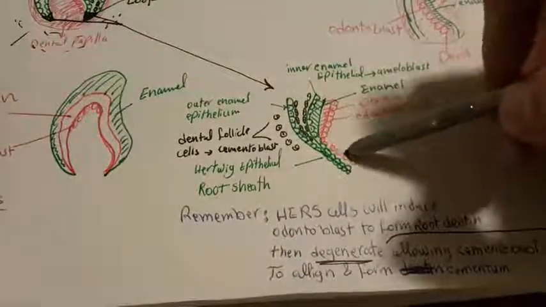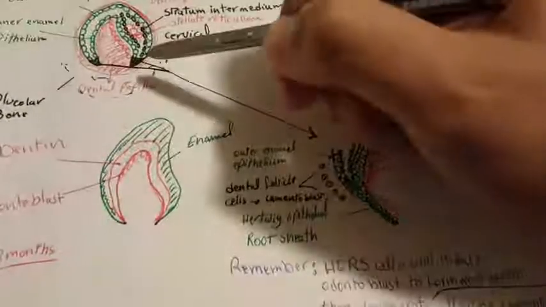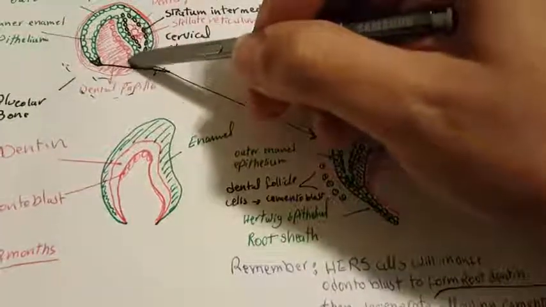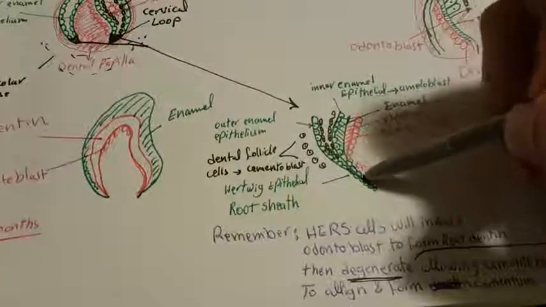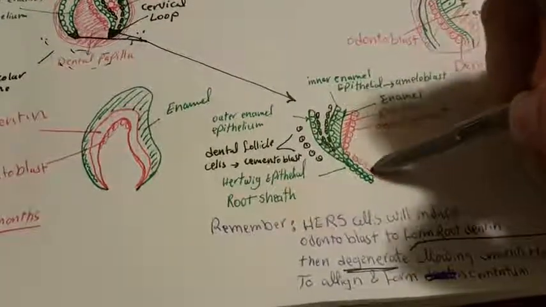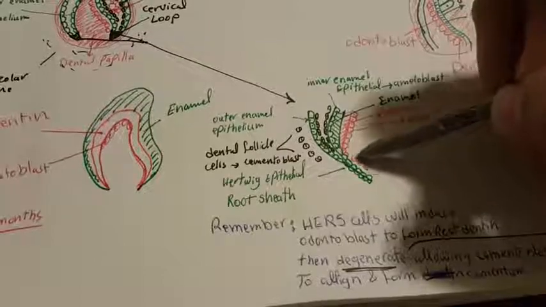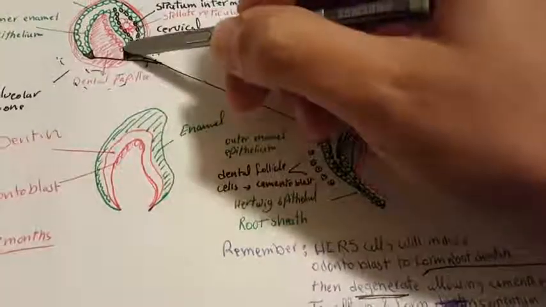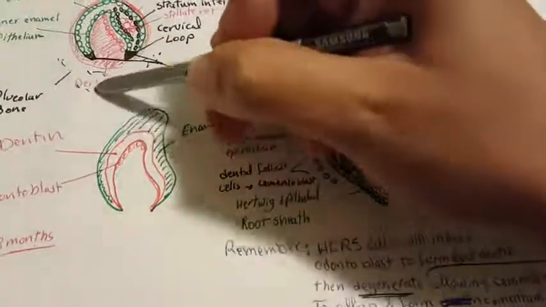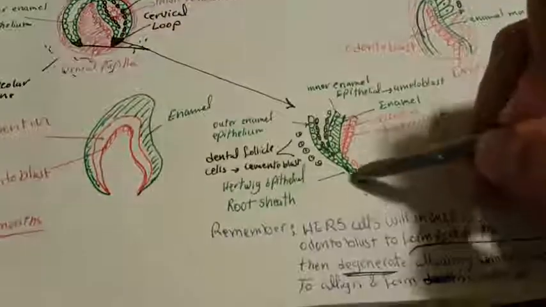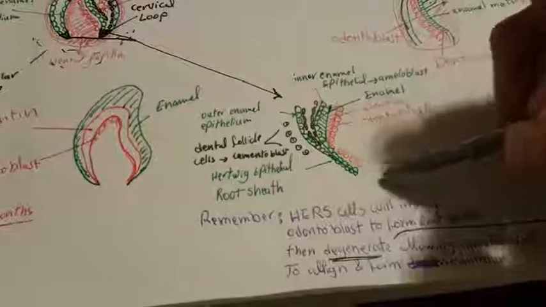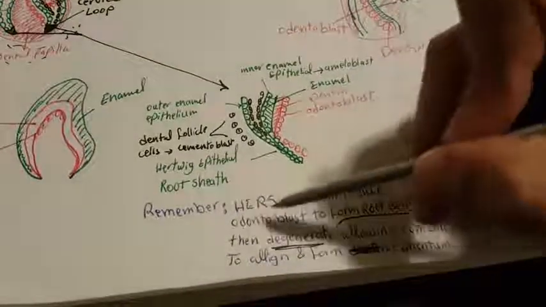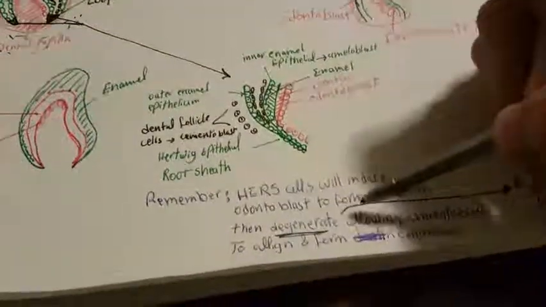Here you see those are the odontoblasts. You can see it right here as well. These here, the root sheath, will induce the odontoblasts to form the dentine through the root, like this, all the way to form the root. And this is how the root dentine is formed, with the help of the HERS cells.